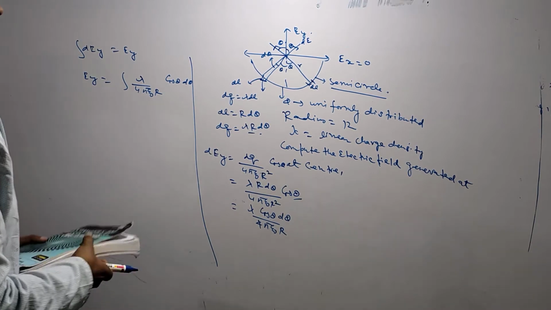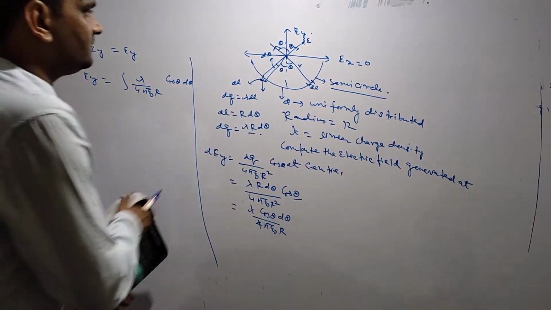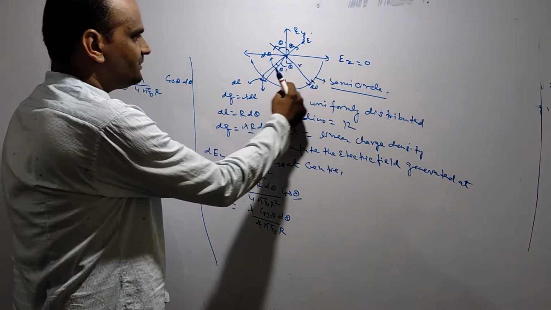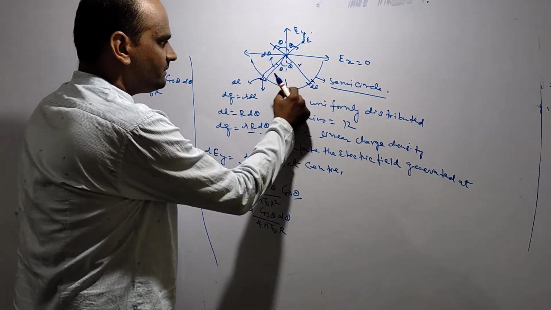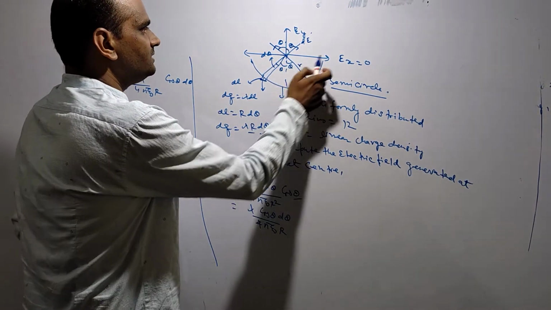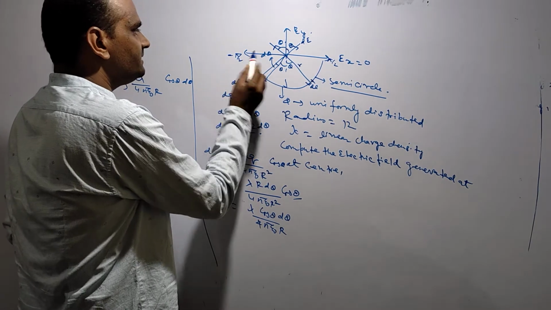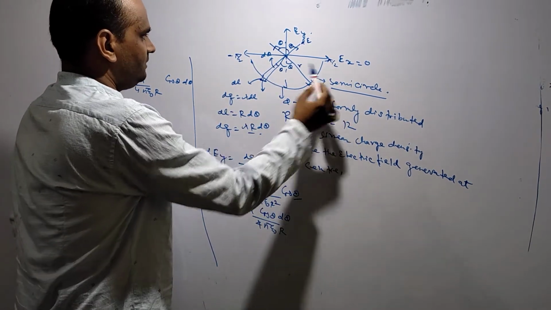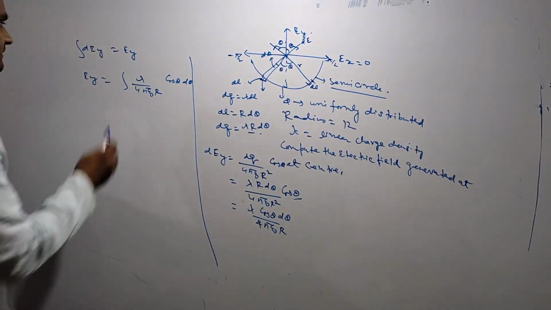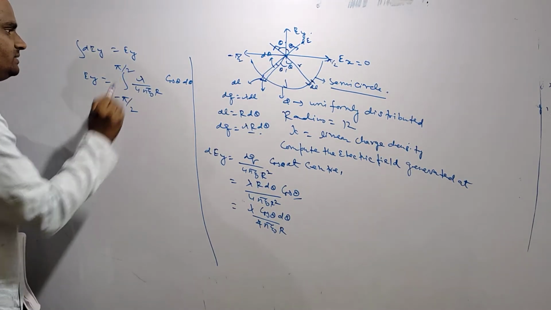Now this theta, if you want to take all these small elements, you have to travel in this direction, and from here you have to travel in this direction, from 0 angle to pi by 2, and from 0 angle to negative pi by 2. Negative means in reverse direction. Then we have the limits of integration as minus pi by 2 and pi by 2.